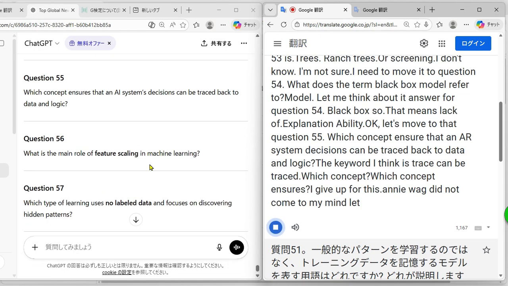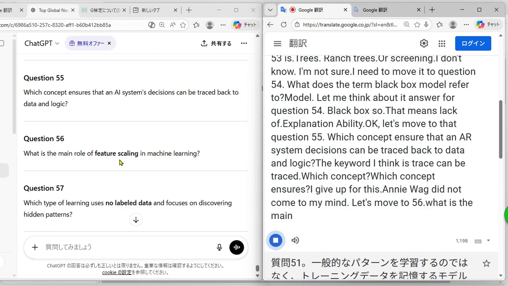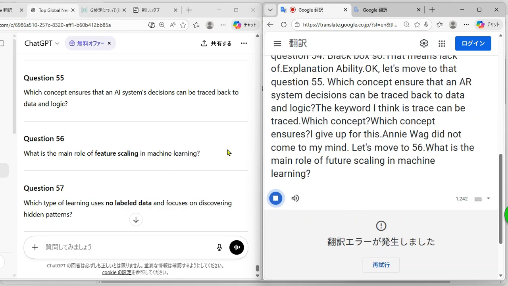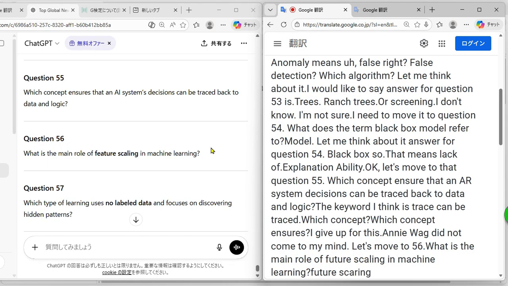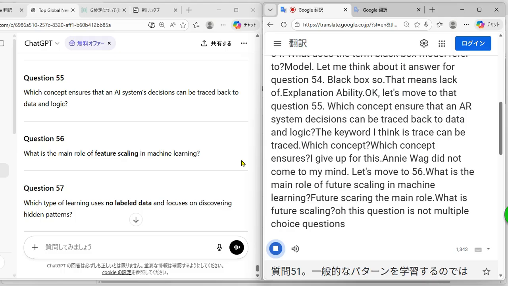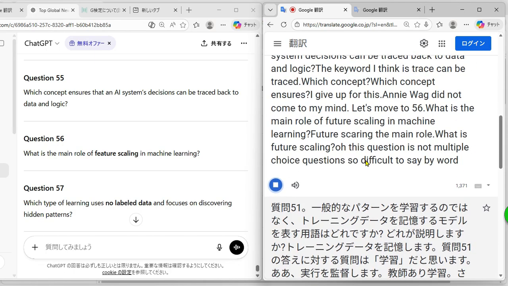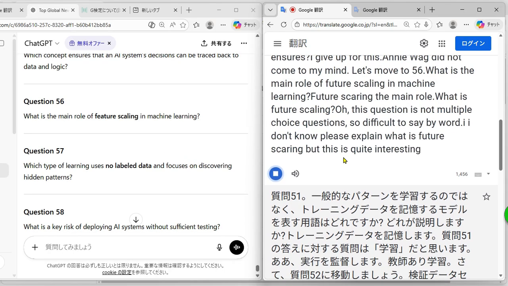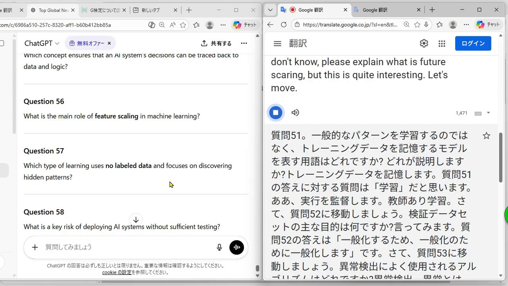Let's move to 56. What is the main role of feature scaling in machine learning? What is feature scaling? Oh, these are not multiple choice questions, so it's difficult to answer with a word. I don't know. Please explain what feature scaling is. But this is quite interesting. Let's move forward.